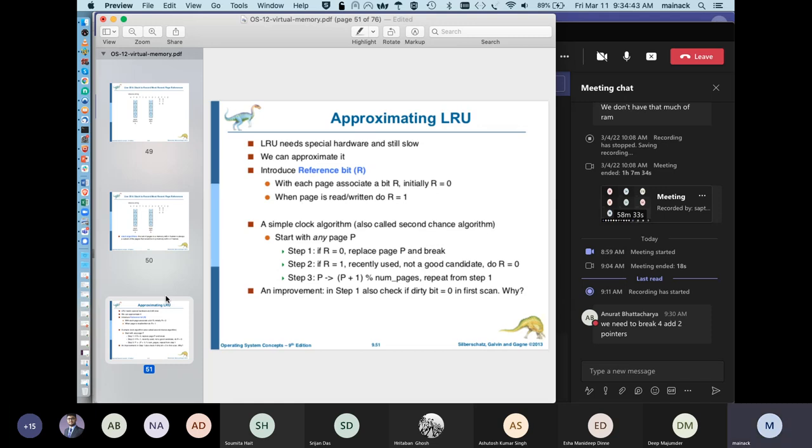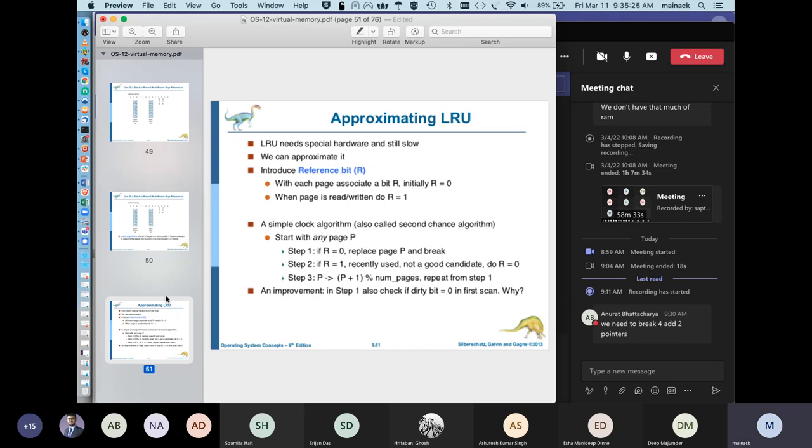Essentially, this reference bit R is set in the following way. For each page, associate a bit R and set R equal to 0. Whenever a page is accessed by any process, the operating system sets R equal to 1, meaning the page is referenced. This is yet another bit, I would say. We talked about the invalid bit, we talked about the dirty bit, and now this reference bit. But using this reference bit, we can do fairly nice magic to speed up LRU and approximate it.